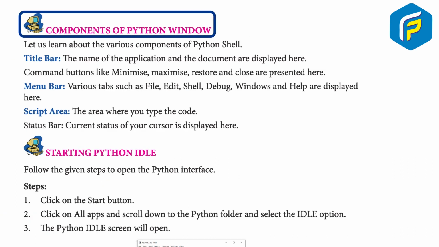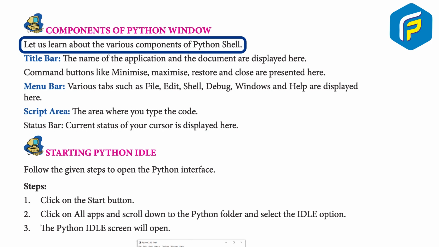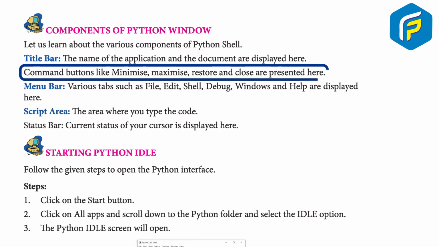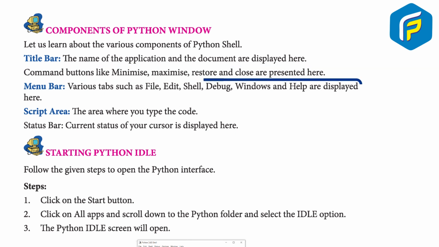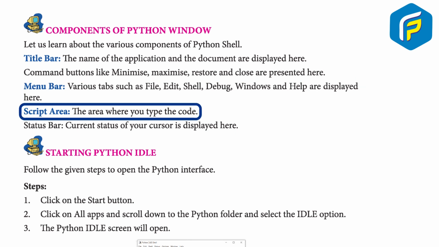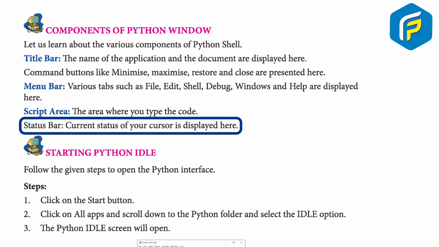Components of Python window. Let us learn about the various components of Python shell. Title bar. The name of the application and the document are displayed here. Command buttons like minimize, maximize, restore and close are presented here. Menu bar. Various tabs such as File, Edit, Shell, Debug, Windows and Help are displayed here. Script area, the area where you type the code. Status bar, the current status of your cursor is displayed here.